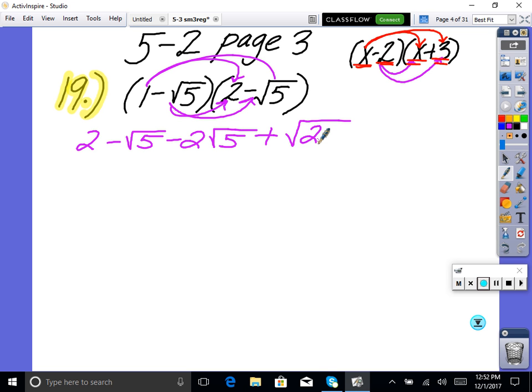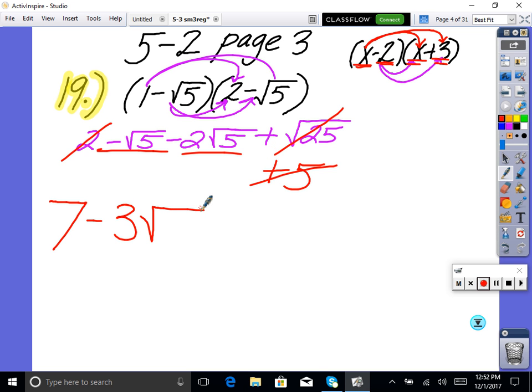Positive root 25. Now what we're going to do is from there say, okay, now this becomes plus 5. The square root of 25 is 5. Now combine like terms. 2 plus 5 is 7. Negative 1 root 5 minus 2 root 5 is negative 3 root 5s. Correct? And done.